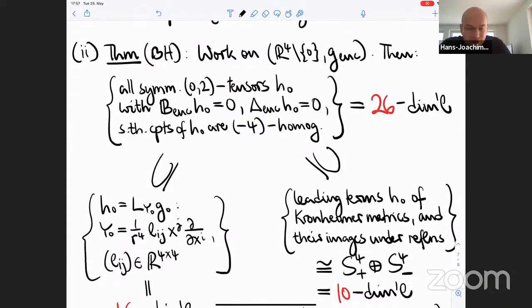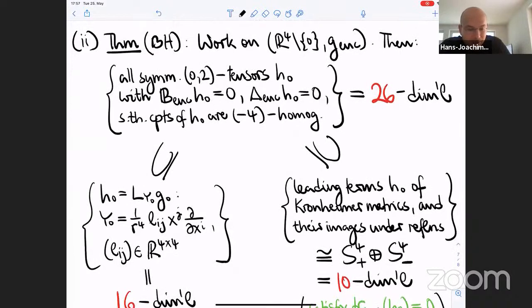If you look at the space of all possible leading order terms of the Ricci-flat metric, so this is all the symmetric (0,2) tensors H0 on R4 minus the origin that are in Bianchi gauge with respect to the Euclidean metric. That's one of our three magic conditions anyway, which are also harmonic, meaning that each component function is a harmonic function. And then more specifically, I want to assume that each component is homogeneous of degree -4. That's the relevant case for leading terms.